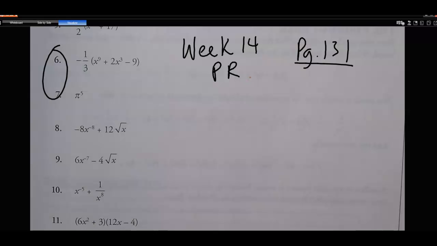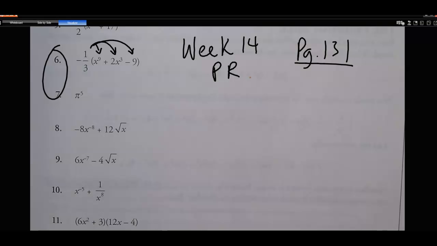Okay, so let's go ahead and begin here. For number 6, you could distribute first if you wanted to. It's actually not necessary to do that, though.